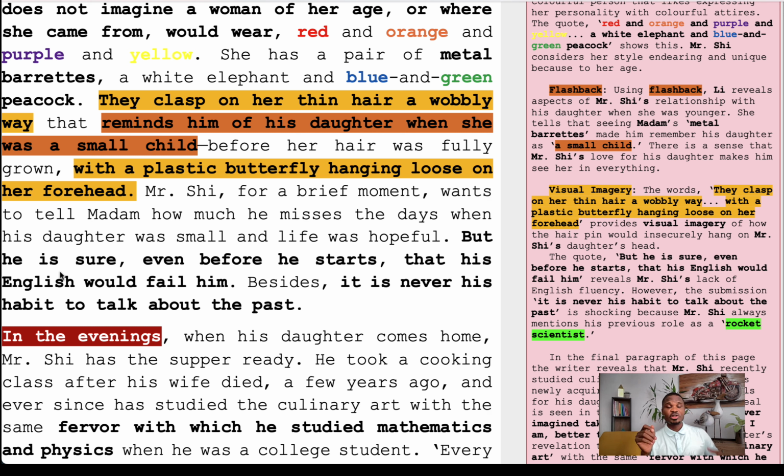This is a point that is reiterated multiple times to show that these characters, Madame and Mr. Chi, are not native English speakers. So, being sure even before he starts that his English would fail him reveals Mr. Chi's lack of English fluency. However, the submission, it is never his habit to talk about the past, is shocking because Mr. Chi always mentions his previous role as a rocket scientist. So it appears that Mr. Chi loves to talk about his professional achievements, but does not love to talk about the unpleasant portions of his past.